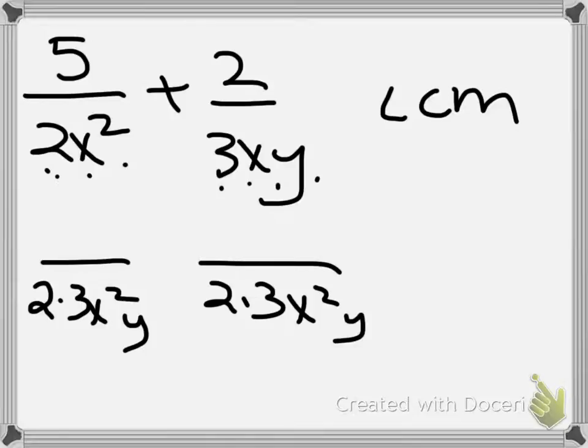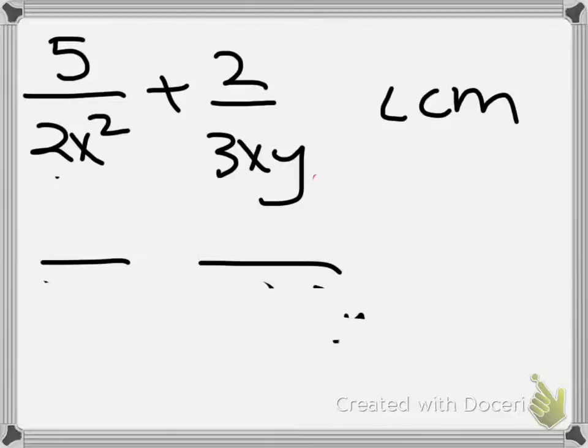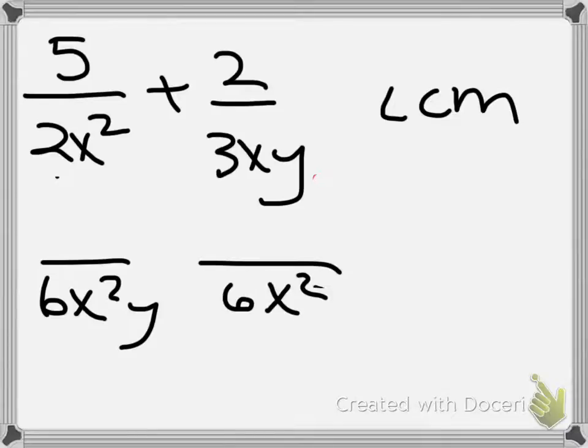I'm going to actually clean some of this up. I've got all these dots everywhere. And I'm going to turn this 2 and the 3 into a 6. It's going to be better. So we'll do the same thing on there. We're going to have a 6x squared y and a 6x squared y. Bring down my plus. Then I ask myself, can we just do 7 over 6x squared y?